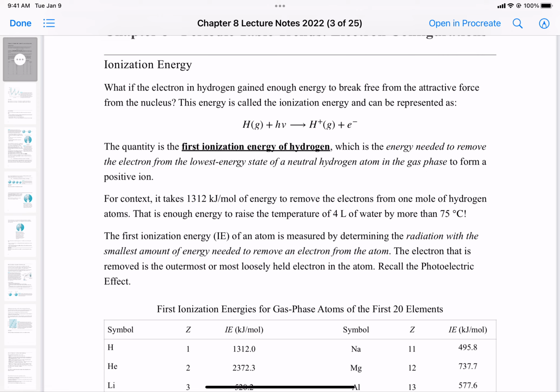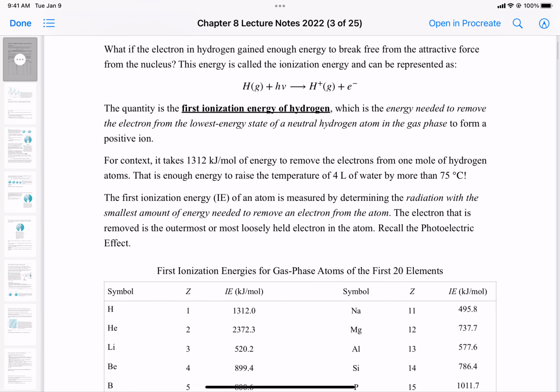So for the ionization energies of all the other atoms, we measure it by determining the smallest amount of energy possible needed to remove just one electron from an atom. And it turns out most of the time, the electron that is removed is the outermost or the most loosely held electron, in other words, the valence electron, one of the electrons in the valence shell. Okay.